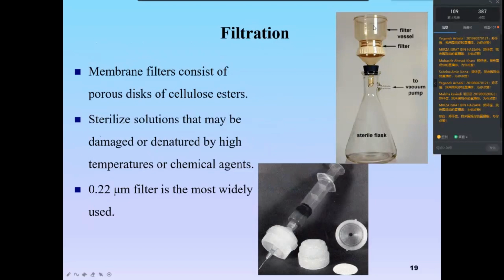For filtration, you can set up the equipment in different ways. This is the bigger way, a flask. You can use a filter for a bigger volume. You can also use this setup on a syringe. This is the filter. You install it in the middle and turn it tight. And you can use this syringe to push and filter the solution for filtration.